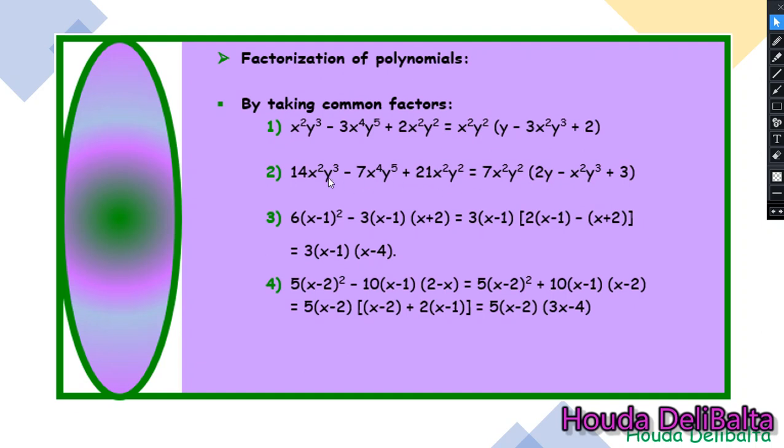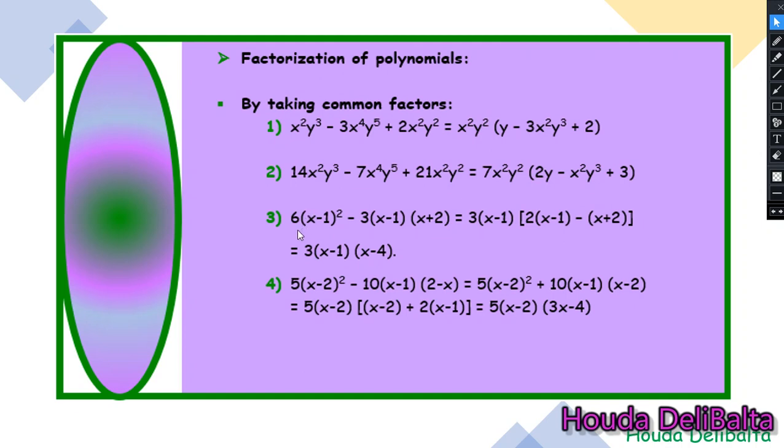Again, minus is kept. 7 divided by 7 will be cancelled, it's 1. X to the power 4 divided by x squared is x squared, and y to the power 5 by y squared is y cubed because I subtract the exponents again. Finally, 21 divided by 7 is 3. X squared by x squared will be cancelled, y squared and y squared will be cancelled, and thus I will get only 3.